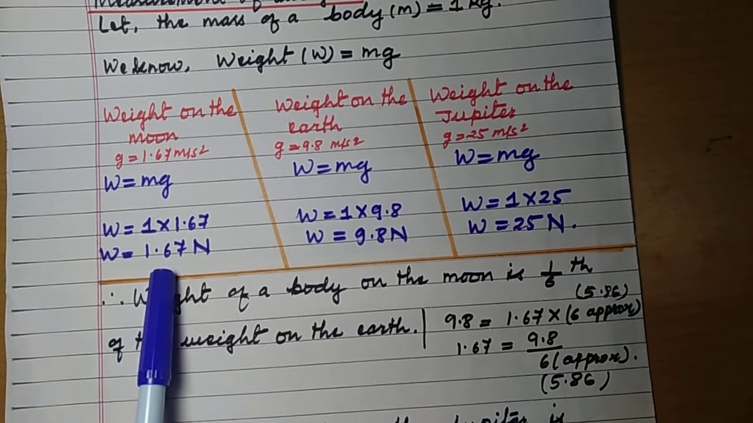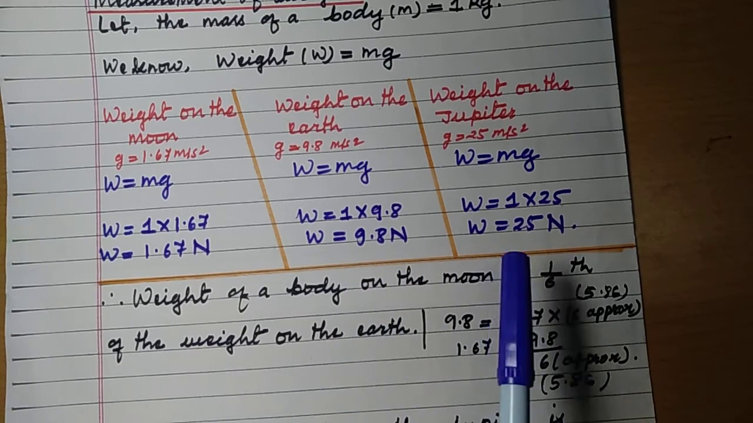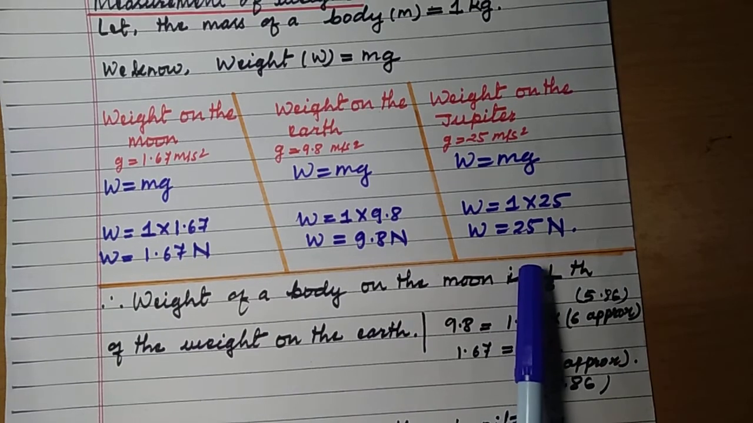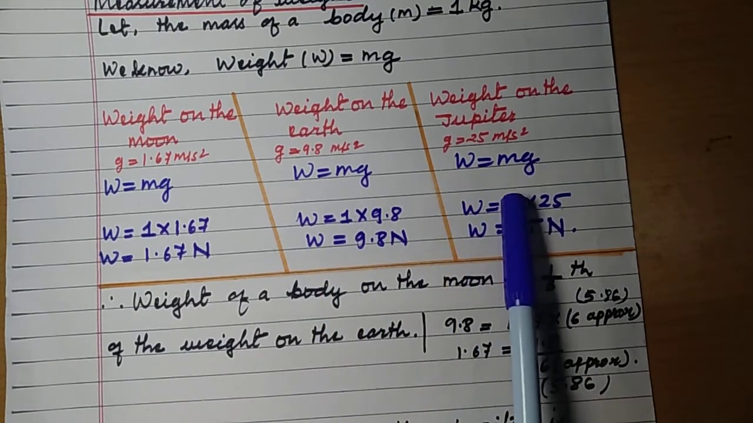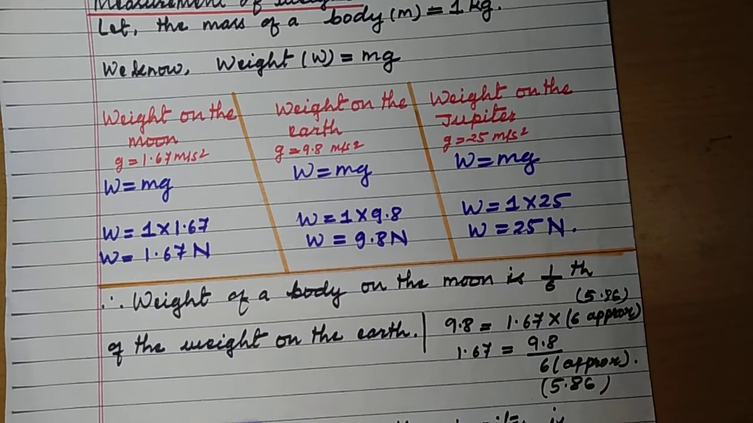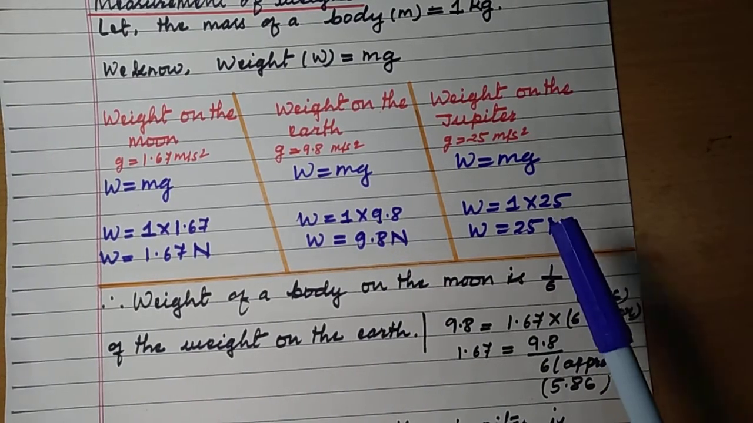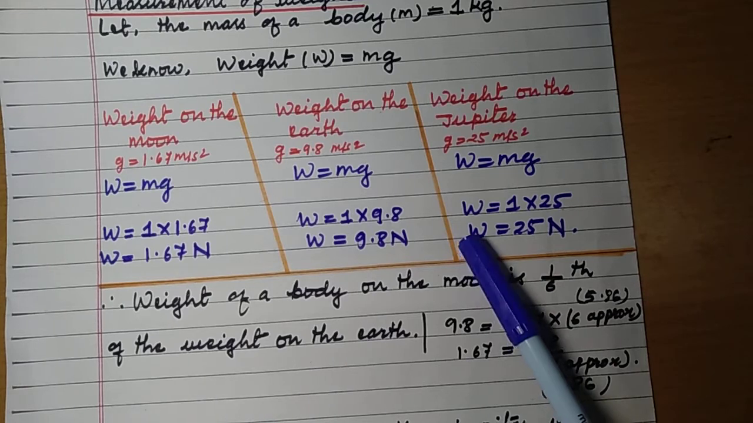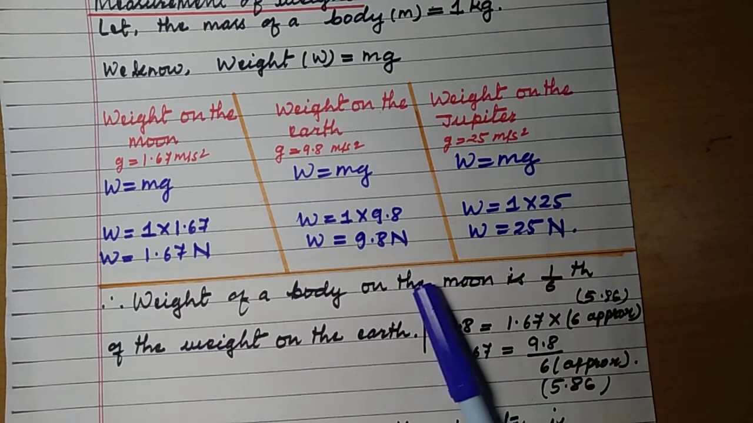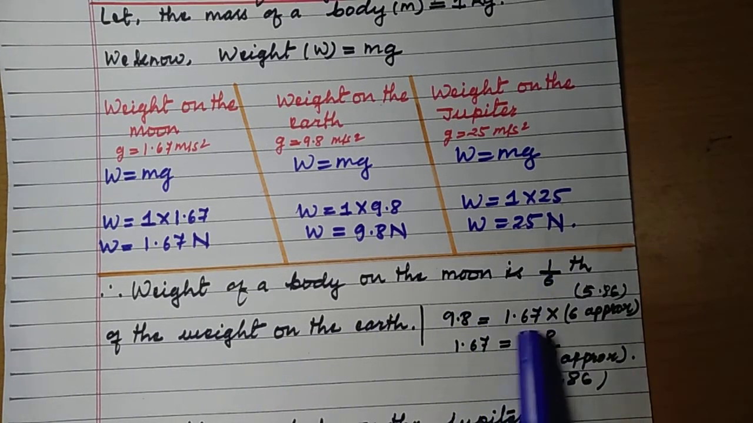So after calculation we have found this weight. On the moon it is 1.67 Newton, on the earth it is 9.8 Newton, and on the Jupiter it is 25 Newton. Now we have seen the weight of the same body is different on the moon, on the earth, on the Jupiter. So this way the weight differs on different planets and satellites, and that is because the value of g is not the same. Now we know that the weight of a body on the moon is 1/6 the weight of the same body on the earth.